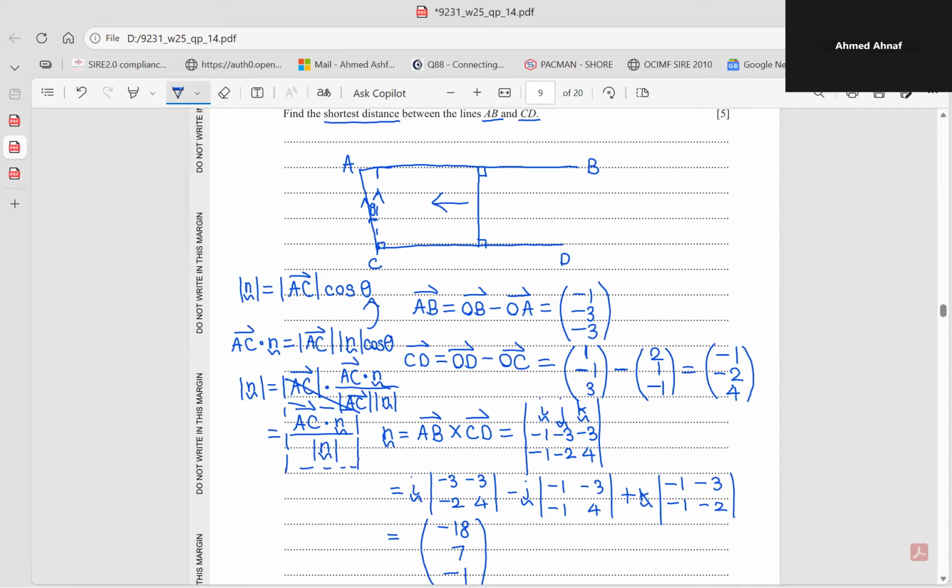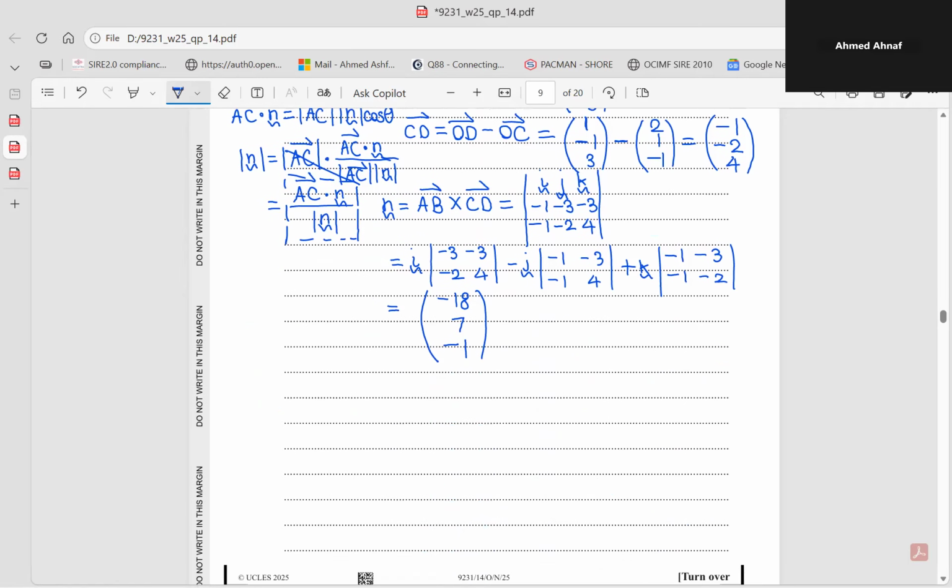Okay, you know what? Let's just keep it. So let's find the magnitude of the normal. We divide by the magnitude of the actual normal, which you found. That's very simple. You just use Pythagoras' theorem.